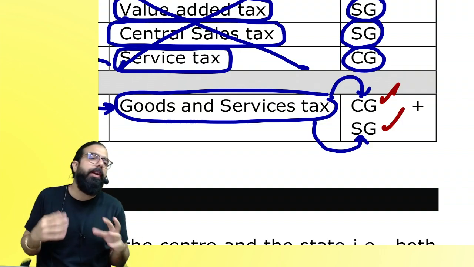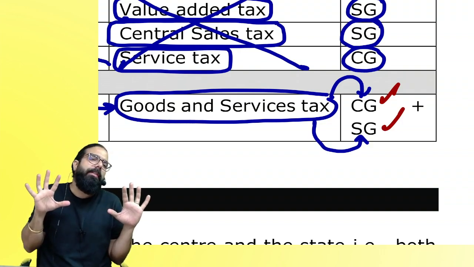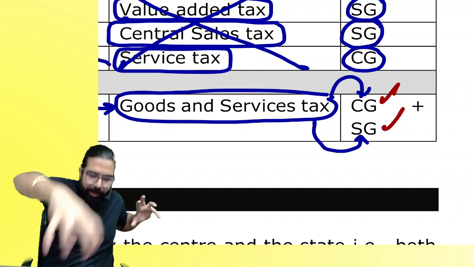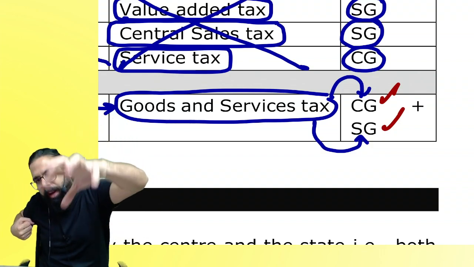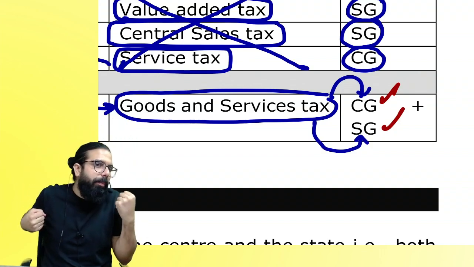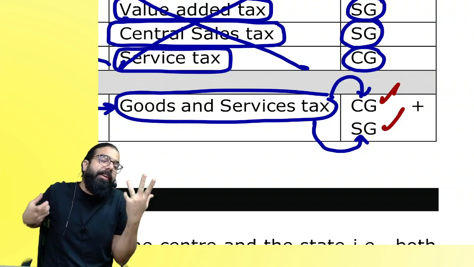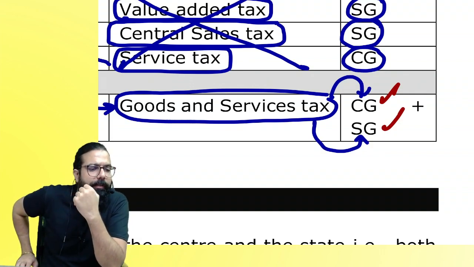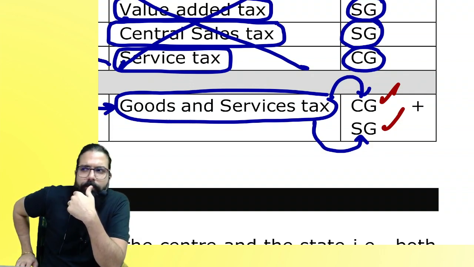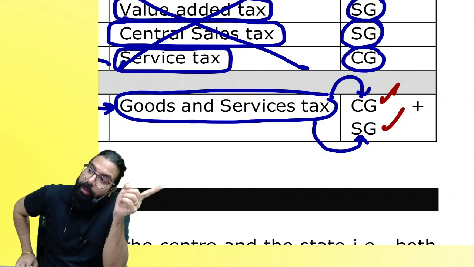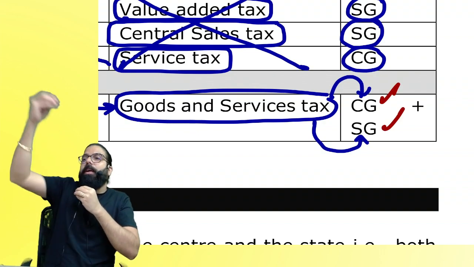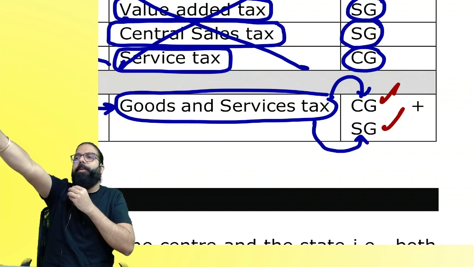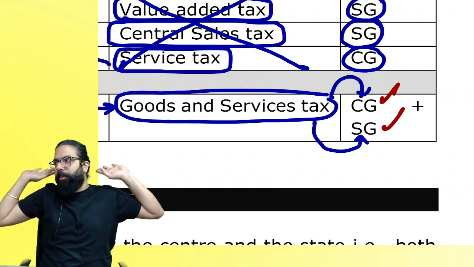Are we clear, everyone? In the dual model, what happens? Whenever a transaction happens, the central government will take 50%, the state government will take 50%. Which state government will take the 50%? Where the goods are. I sold the goods from Karnataka to Delhi. Which state will get that 50%? Delhi. Is my point 100% clear?